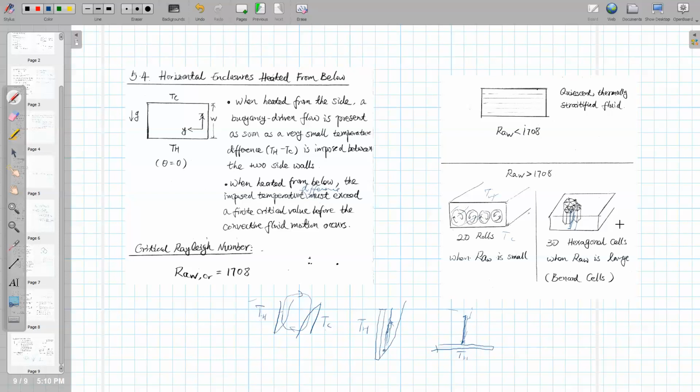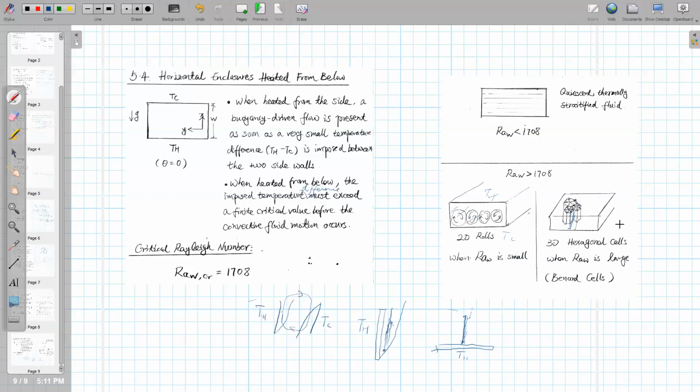If you have windows, your windows have double glass, and you have fluid between these two panes. If the room temperature is hot and the outside temperature is cold, the air between the two glasses of the window can develop natural convection inside the enclosure.